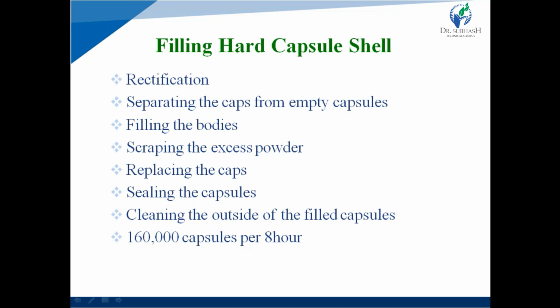Brushing is also required, and last step is pan polishing with the help of an Accela-Cota pan. It is used to dust, acts as an anti-dusting machine, and it is also used for polishing purposes. The capacity of the filling machine is 1,60,000 capsules for 8 hours.